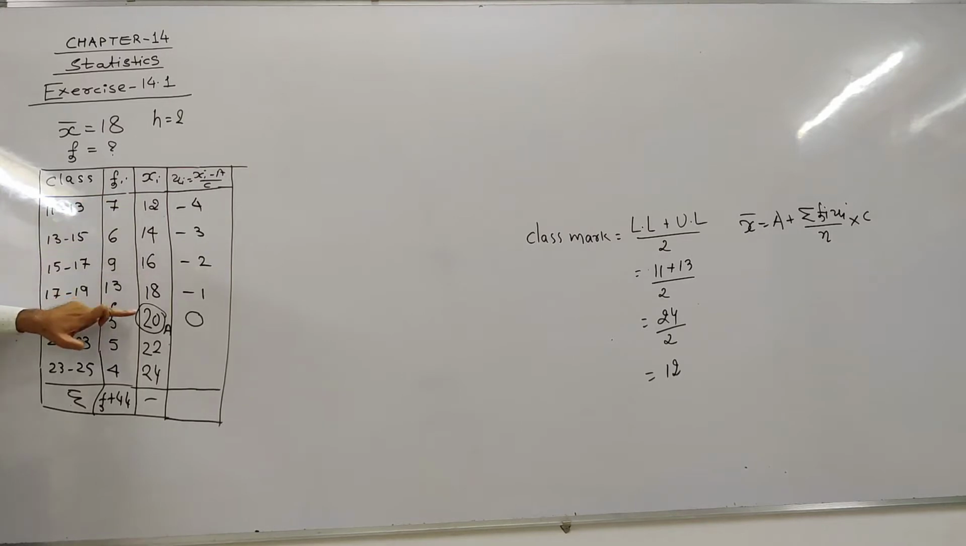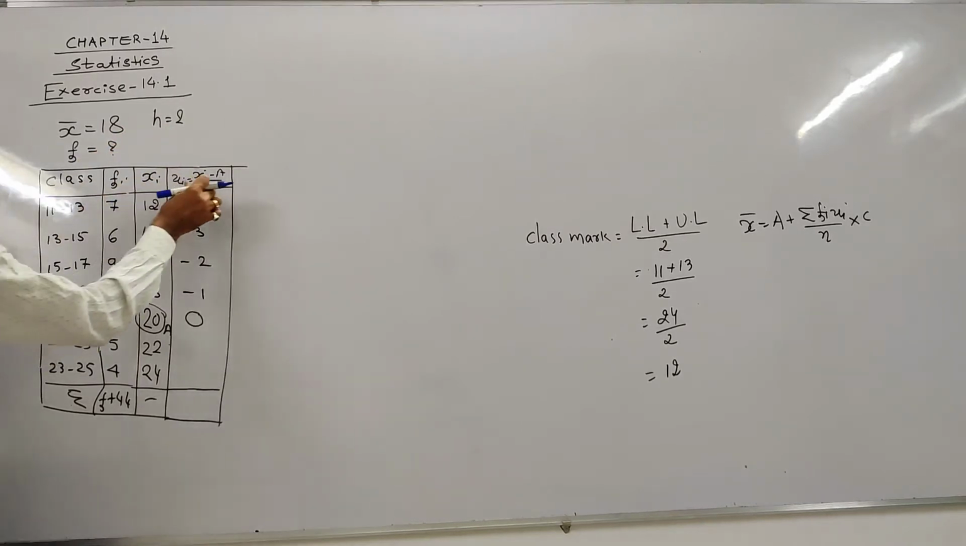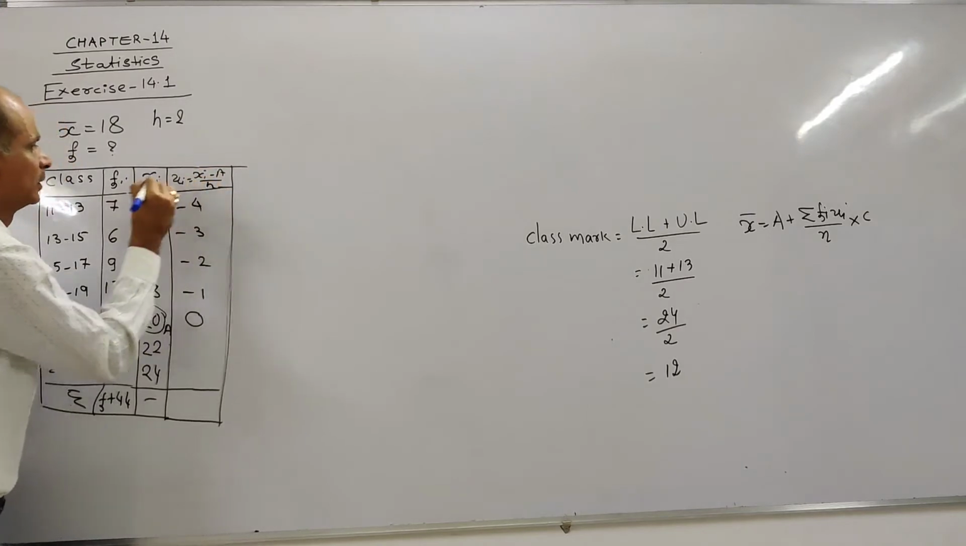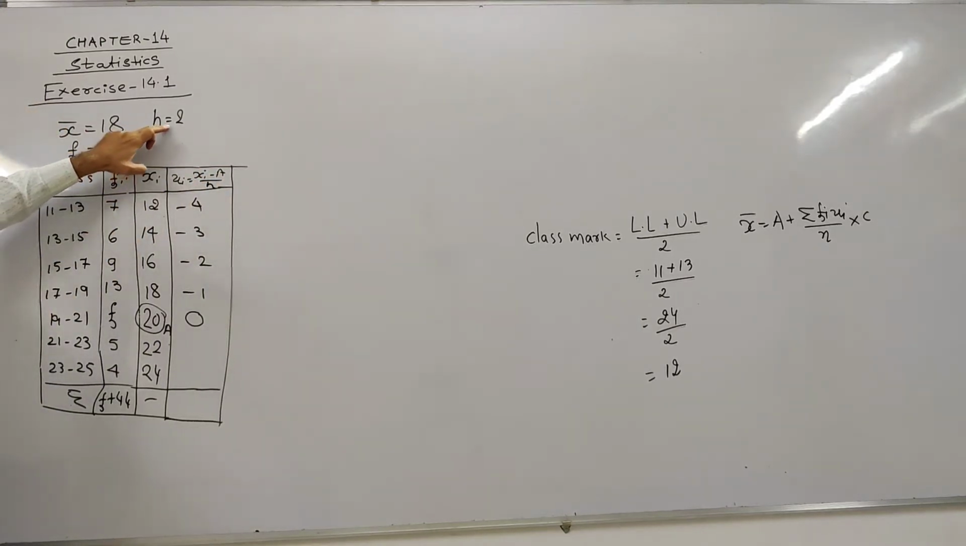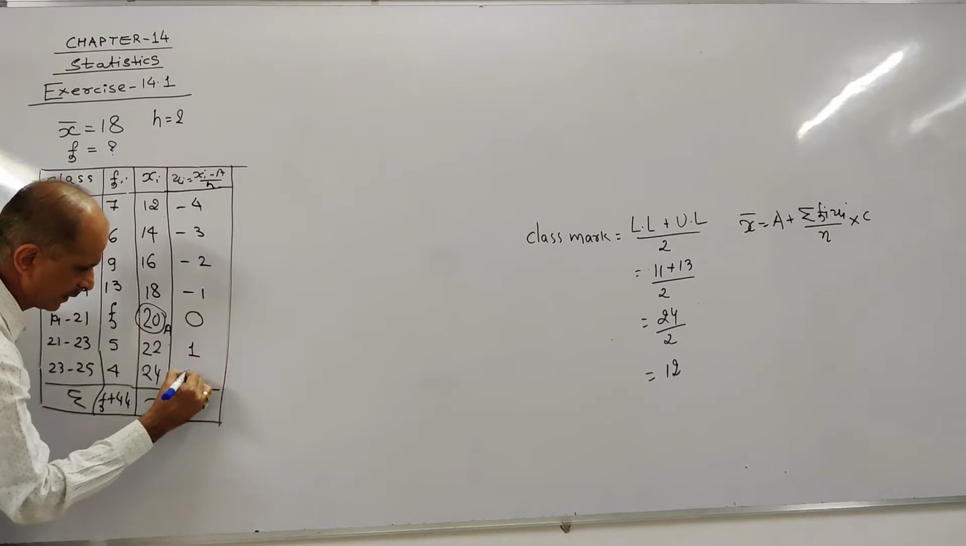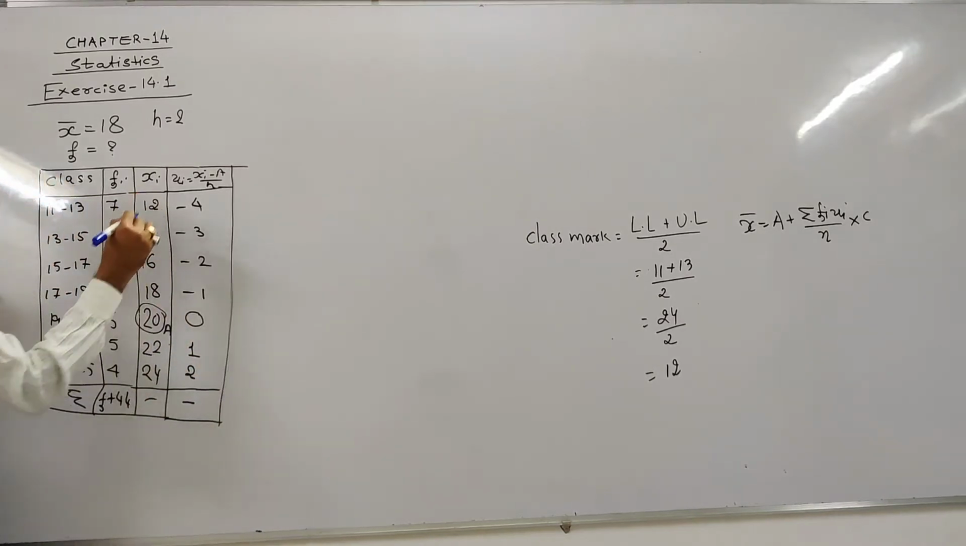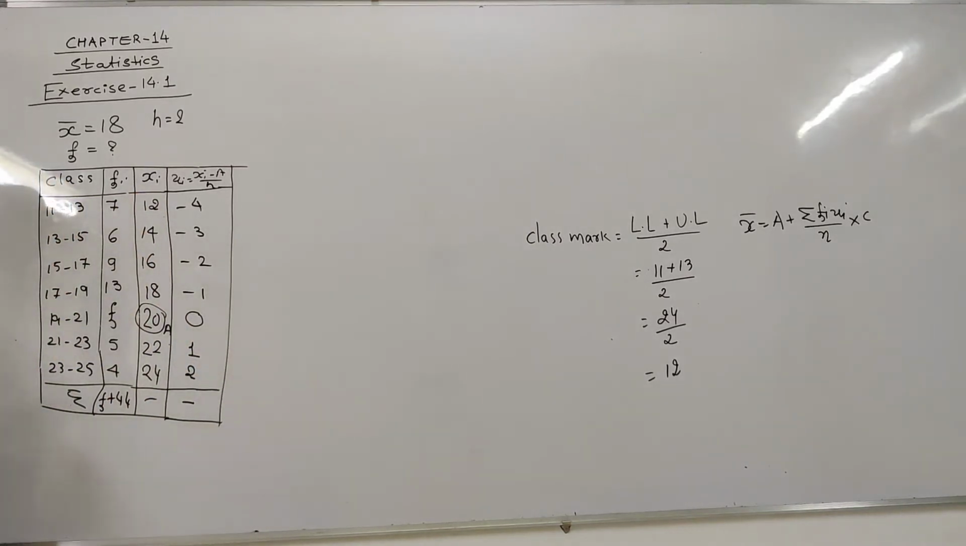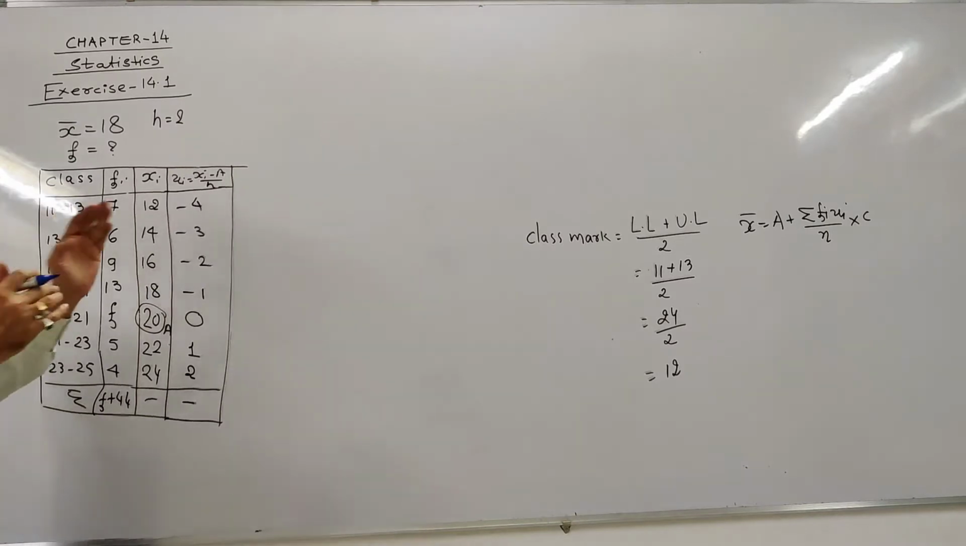So 12 minus 20 means minus 8. Minus 8 upon C, or you can write h, minus 8 upon 2 is equal to minus 4. 14 minus 20, minus 6 upon 2 is equal to minus 3. Here you can write 1 and 2. That is about Ui. Now we know how to find out Ui.